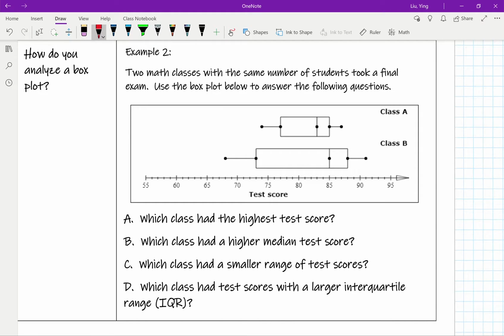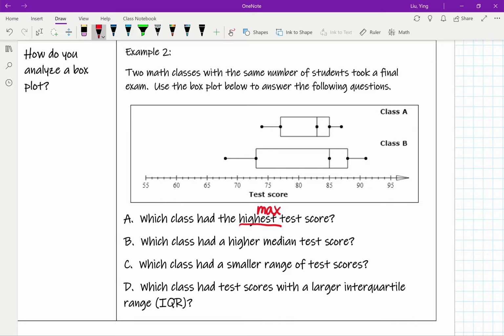Each of these box plots tells us how the data is spreading, just like the ones we did before. If you remember, when we were looking for the minimum and maximum, those tell us the smallest and the greatest number of the data set, right? So if we look at part A, it says which class had the highest test scores. That means we want to look at the maximum here.